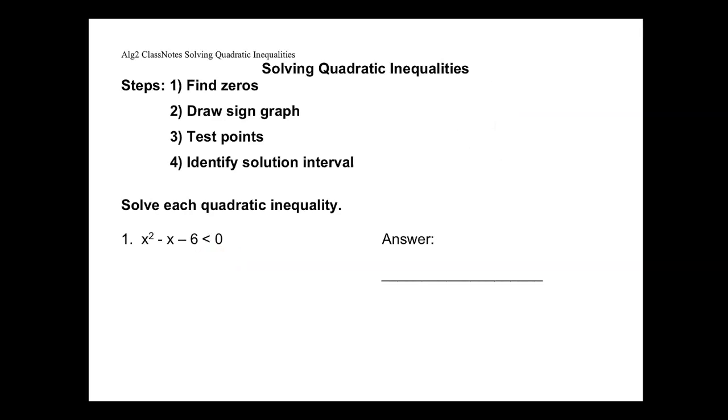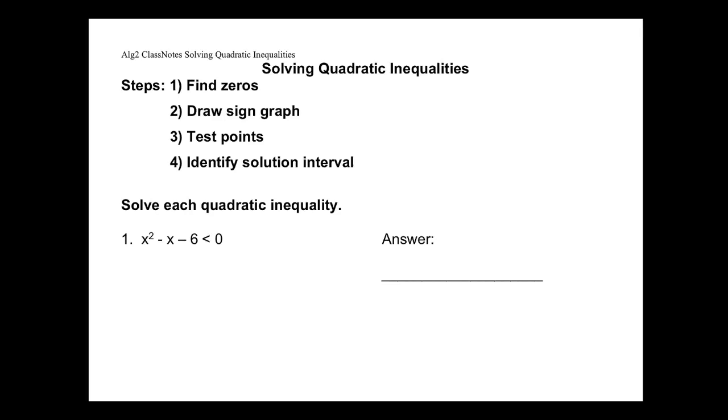So let's go ahead and start off with the steps. We're going to find the zeros. We're going to create a sign chart, which I'll show you what it looks like. We're going to use some test points, and then we're going to find our actual solution interval. So it's very important for you to know what exactly we're looking for so you can figure out what we're going to find for our answer.